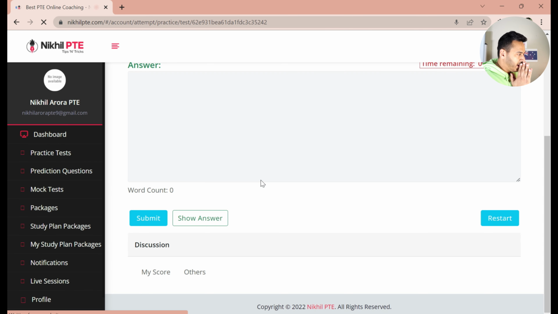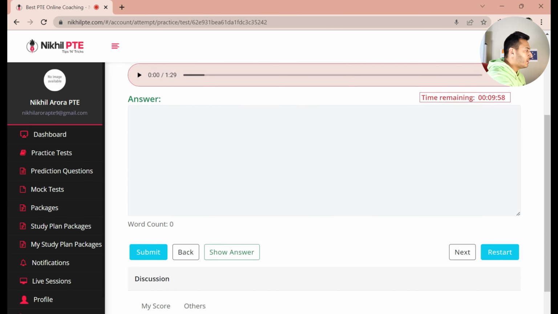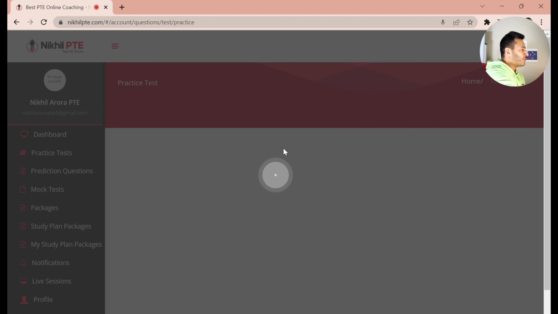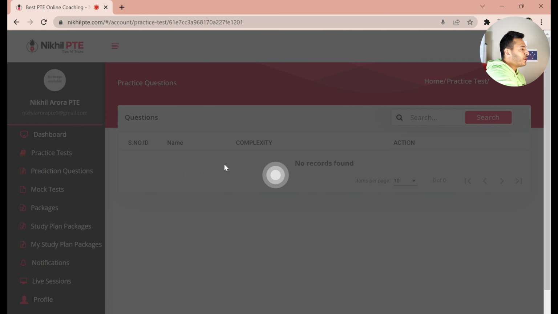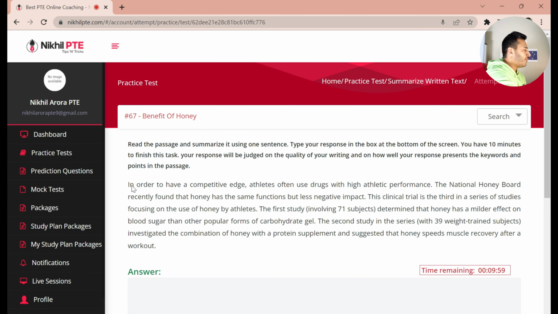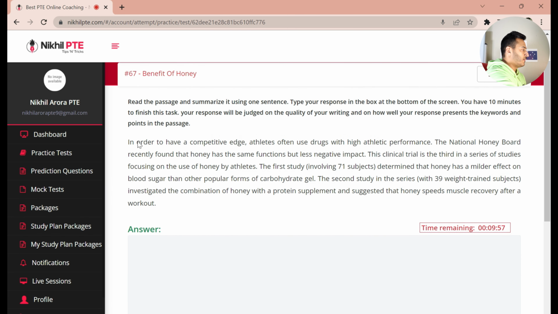So in my website, you can see the time is over. There is one advantage in my website. In the case of summarized written text as well, you cannot copy any line from the question. What is the reason behind it? Because in the real exam, many students are unable to write summarized written text on time.